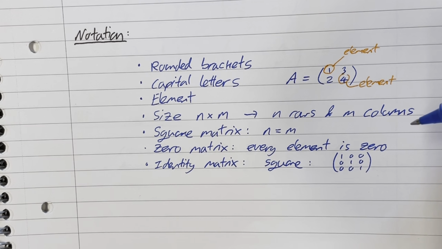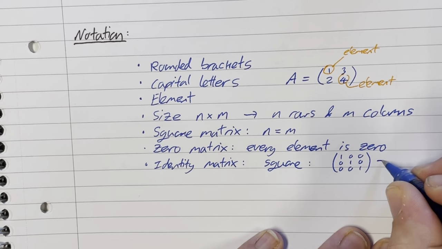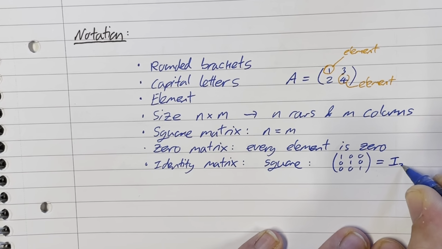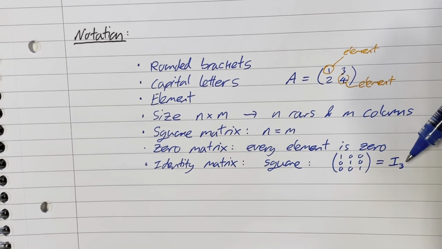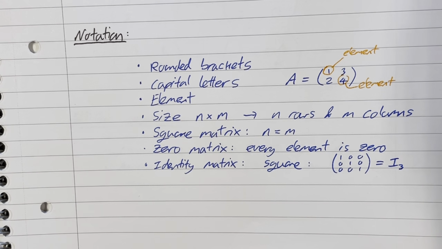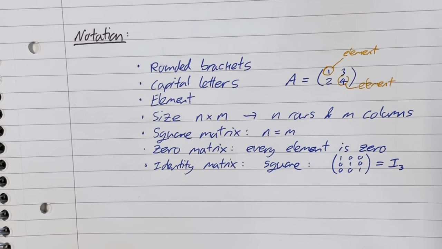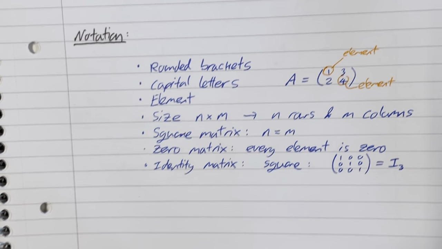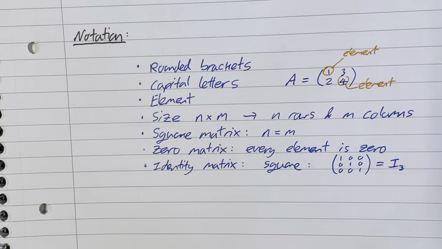So this, for example, is the 3 by 3 identity matrix, and we could denote that as I3. Okay, I tends to mean the identity matrix, and then I've put a subscript 3 to indicate that it's 3 by 3. Okay, and I'm sure you can use your imaginations as to what I4, I5, I2, or even I1 would look like. Okay, I think that's it for notation.